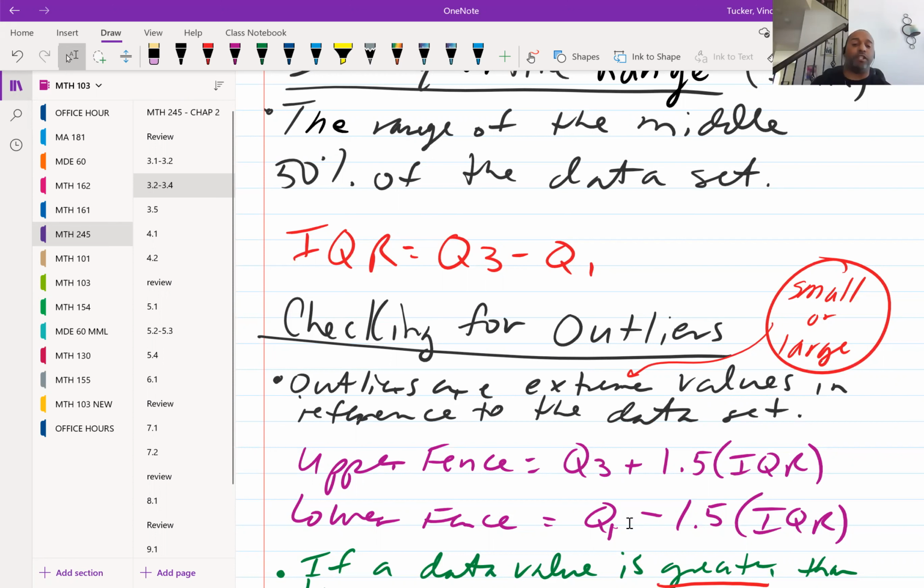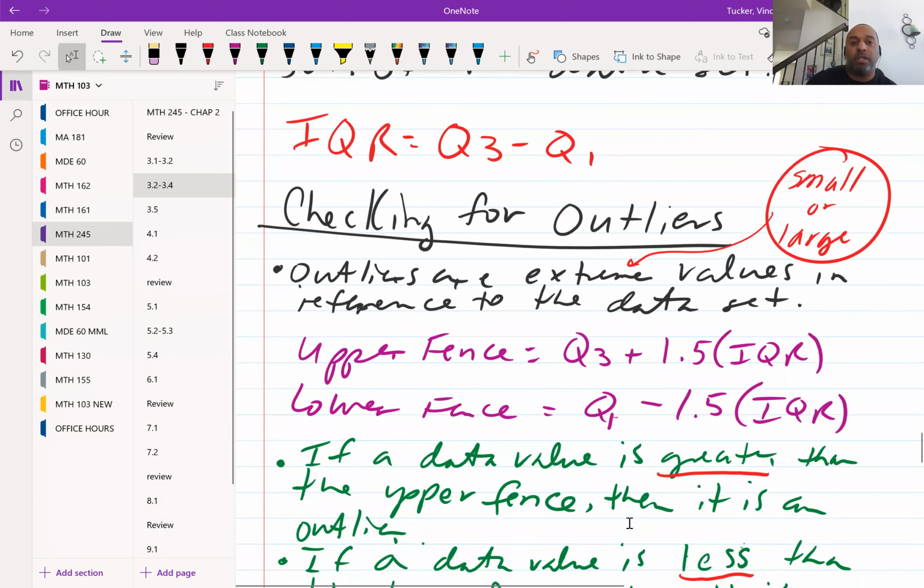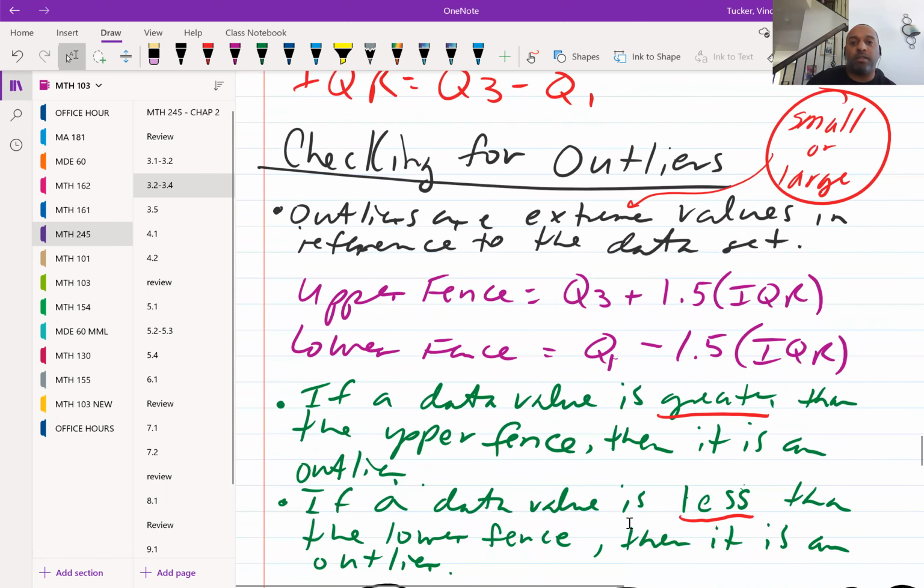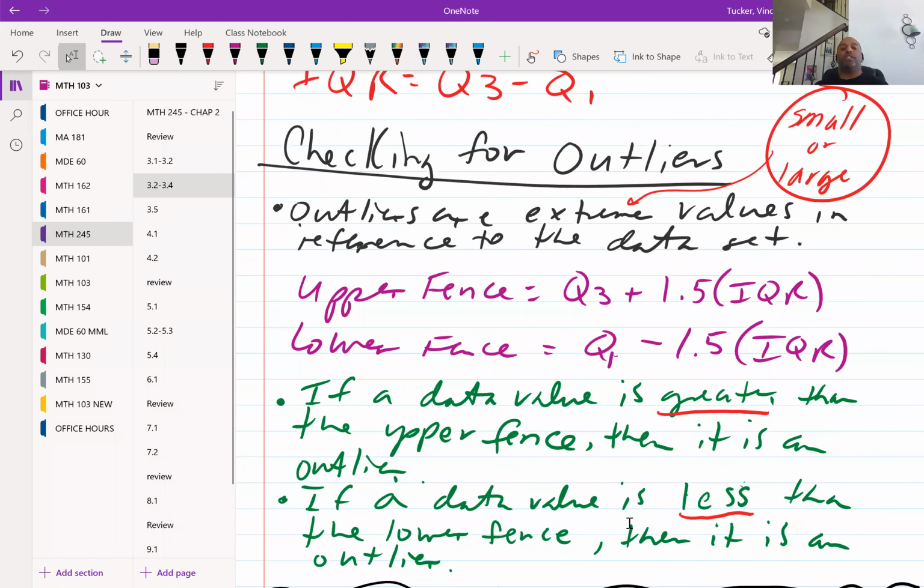So once we create these numbers, what's going to happen is, anybody hold on to that last little bit up top? Okay, good. So if a data value is greater than the upper fence, then it is an outlier. And if a data value is less than the lower fence, it is considered an outlier. So it gives us these numbers that are fences or boundaries or limits. Anything greater than the upper is an outlier, or if something is less than the lower, it is an outlier.